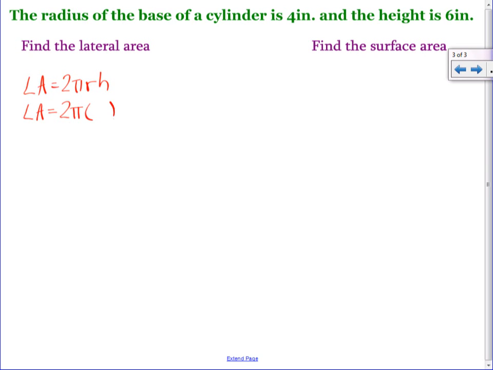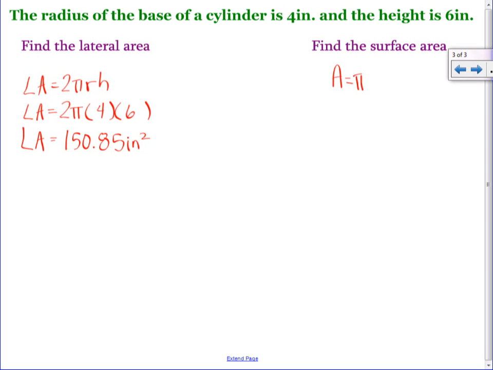So 2 pi, and then what numbers? So that is? 150.85. Okay, so sometimes that's all they want. So make sure you read if they want surface area or lateral area. If they want the total surface area, what do we need to add in? The 2 circles, okay, because we found the rectangle.